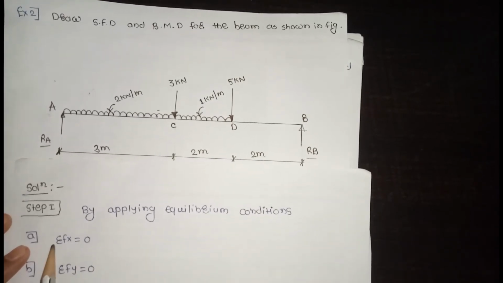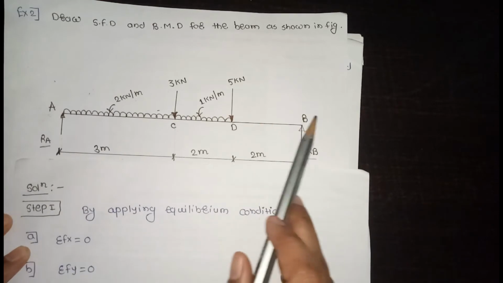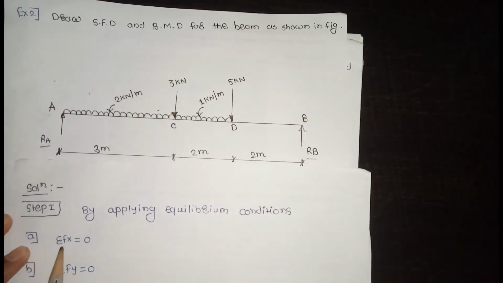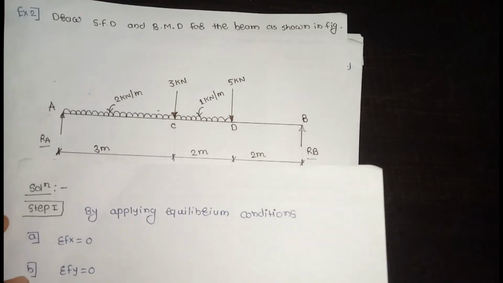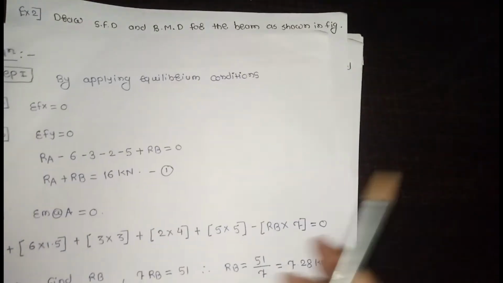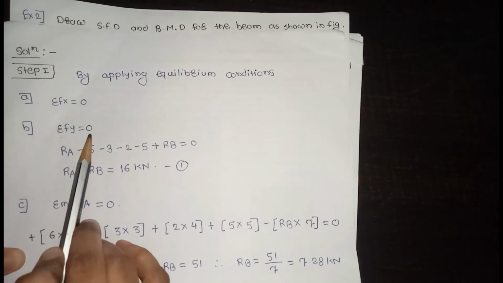Summation Fx. What is the condition? The first condition is that summation Fx is equal to 0, meaning the algebraic sum of all x components is equal to 0. There is no horizontal force, therefore summation Fx is equal to 0. Then the second condition is summation Fy is equal to 0, meaning the algebraic sum of all y components is equal to 0.